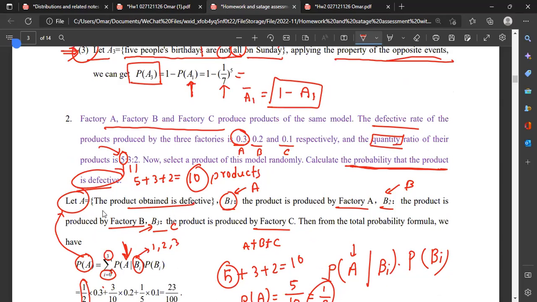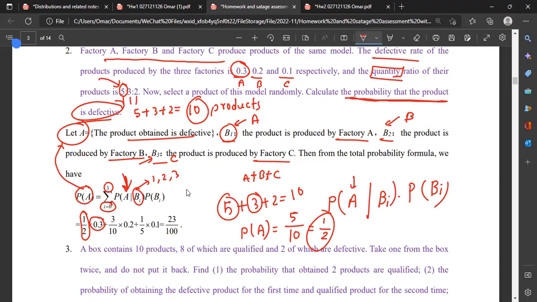1 by 2 times 0.3. And we know the probability of getting the product from B. So B produced three products, so it will be 3 out of 10. So 3 out of 10 times the defective rate of B, which is 0.2.